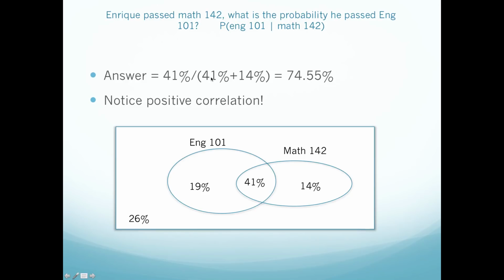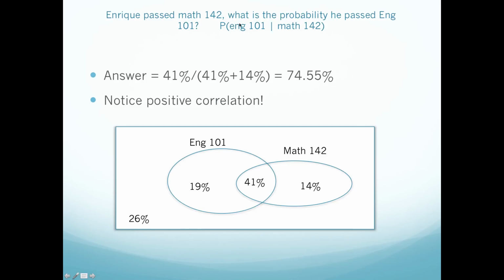So I'm only taking from this select group who passed 142, the 41 and the 14. Which of those passed English 101? The 41%. So I put that on top of the fraction and I evaluate. I see this number show up a lot. Hey, they passed English 101, it's true, but they did not pass 142, so they're not in this problem. They're not in the restricted world of people who passed Math 142. So the correct answer is 41% divided by those two for 74%.